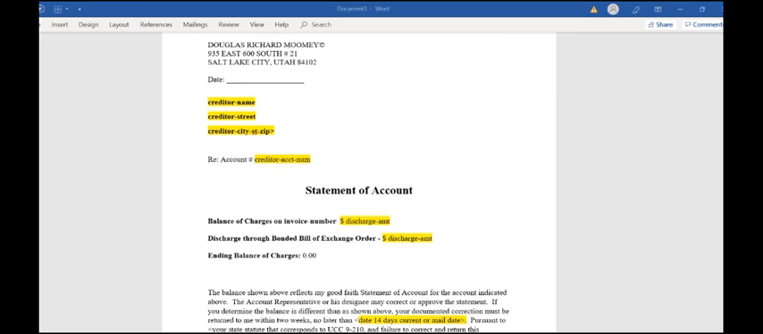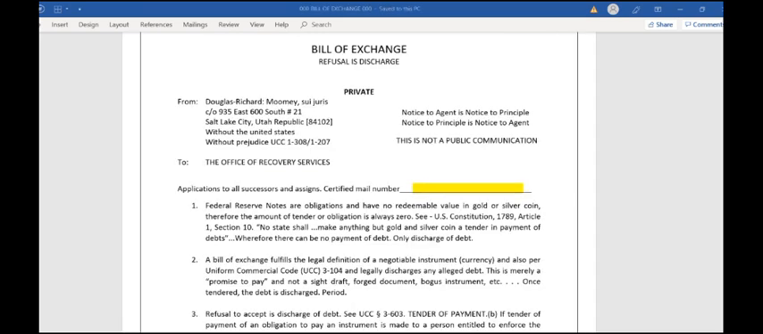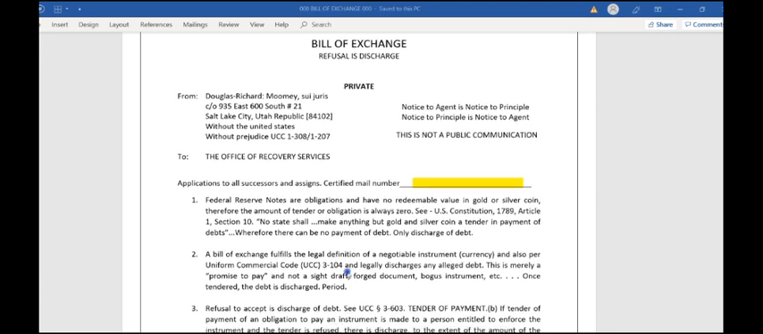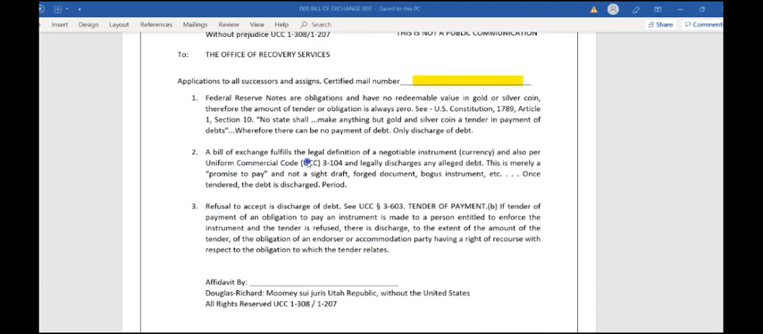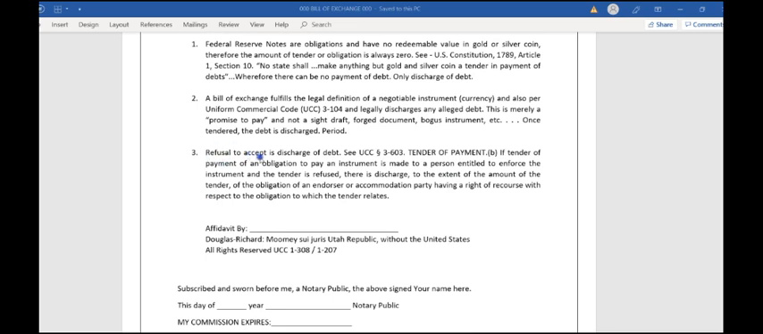Okay, so what about instructions? What about a bill of exchange? What is that? So this is one. I'm not going to be using this one because this one doesn't have all the numbers and account numbers and stuff, because I am a secured party. But this is one of them. Just really quick, what does it say? It says a bill of exchange fulfills the legal definition of a negotiable instrument, which is currency, and also per UCC 3-104, and legally discharges any alleged debt, okay? Refusal to accept this discharge of debt, okay?